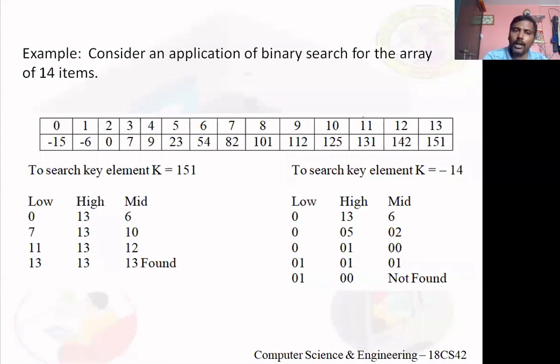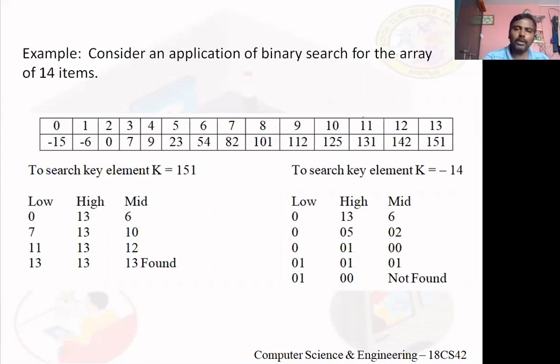So I need to go for the right subarray of the array, with indices 0 through 1. Right subarray means with only one element, that is at index 1, which is minus 6. So the right subarray in this case has only one element, indices 1 through 1. So low is 1, high is 1. What is mid? It's the same index: 1 plus 1 by 2, which is 1.